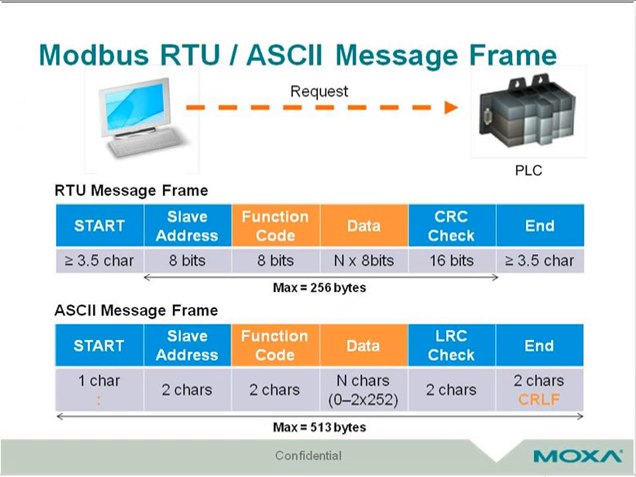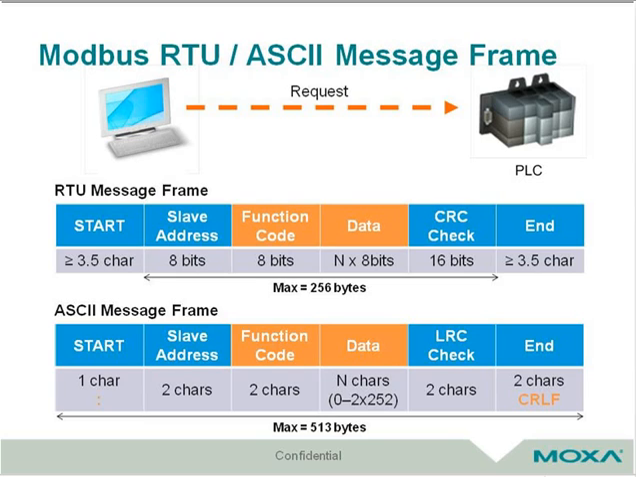The above sheet is the Modbus RTU message frame, and below is Modbus ASCII. The ADU of a Modbus RTU or ASCII message frame has 6 fields: the start, slave address, function code, data, check, and end. For Modbus RTU, it uses idle time to define the start and end. For ASCII, it uses specified characters: colon as start, and CRLF as end.